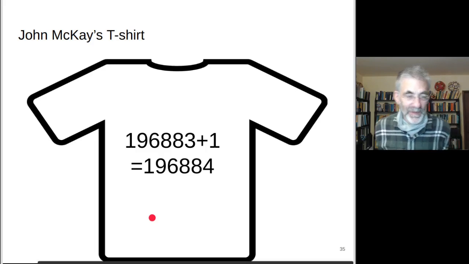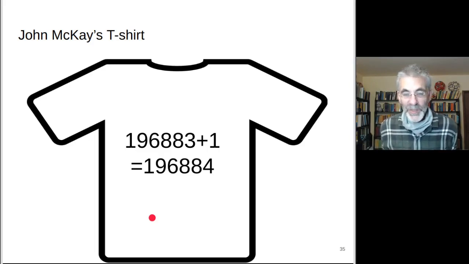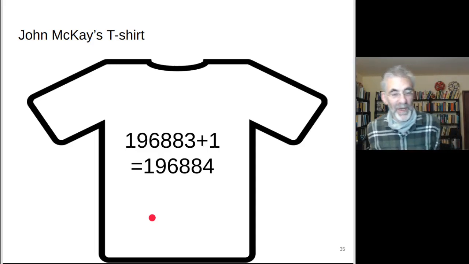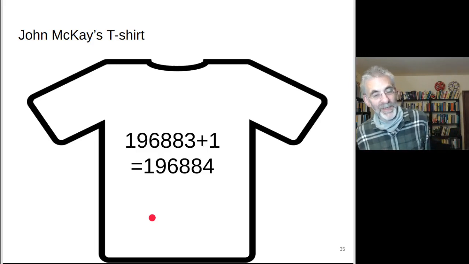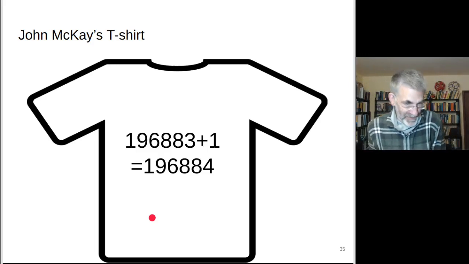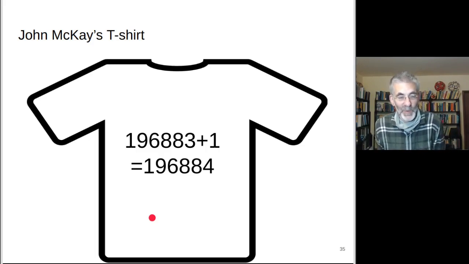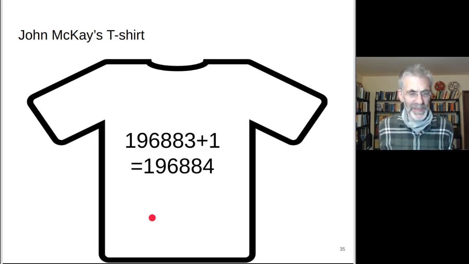So that more or less describes Conway's simple group. And now in the rest of the talk, I'll be trying to explain John McKay's T-shirt. John McKay had a specially made T-shirt that he used to wear to mathematical conferences explaining his great discovery that 196883 plus 1 is equal to 196884.